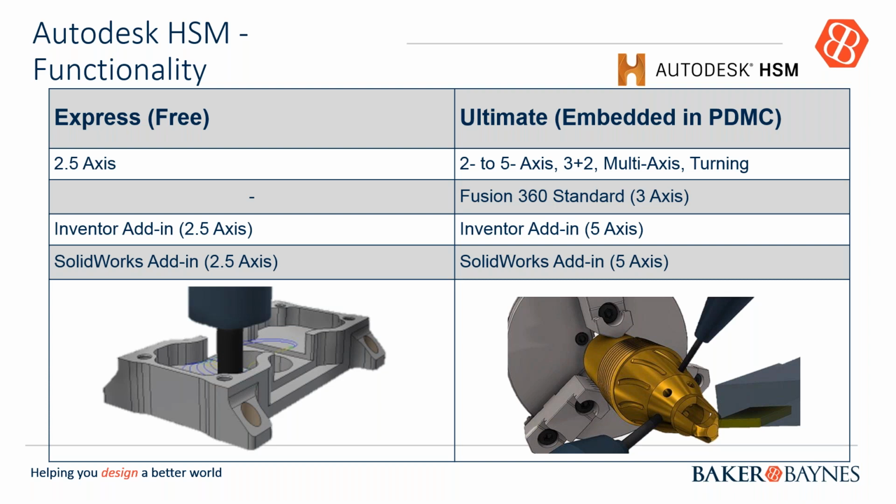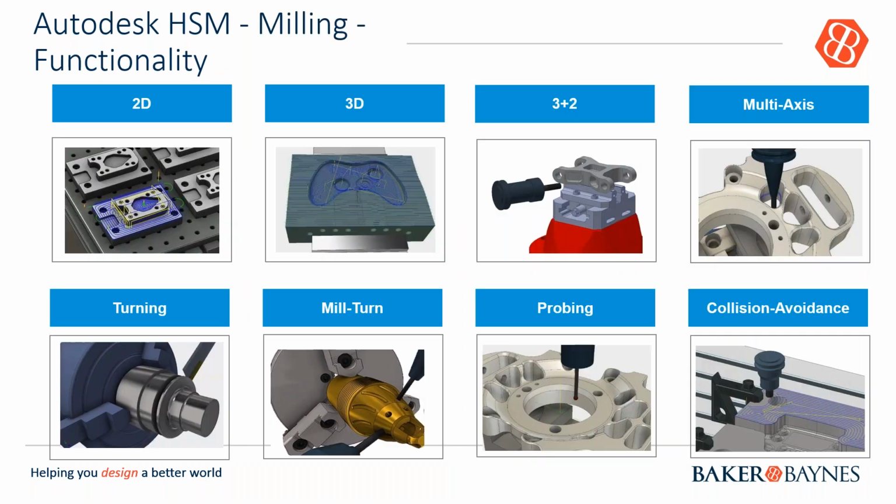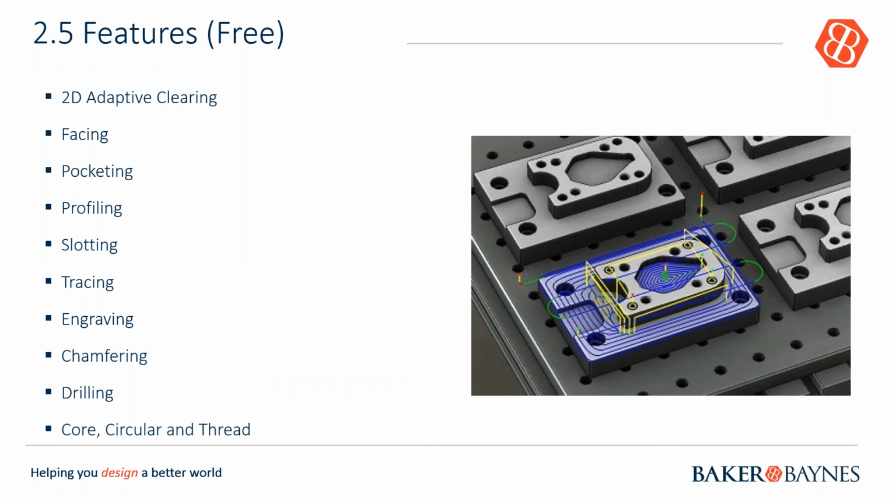Now let's have a look at the 2D or 2.5 axis. That's very important. We can discuss a bit on that as an introduction to HSM. These are the features that are available to you. You've got 2D adaptive clearing, you've got facing, you've got pocketing operations, you've got the profile operation that you could do. There's slotting available, there's tracing available to you. There's also engraving, which is really nice. Chamfering, drilling, and of course, core and circular thread. So you could also do some core machining as well.